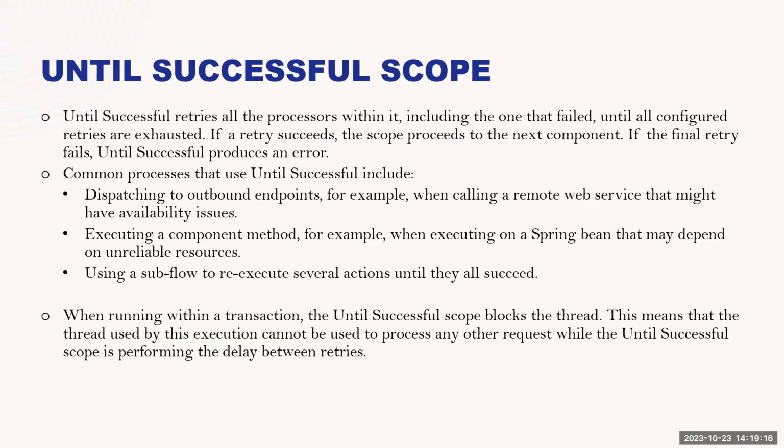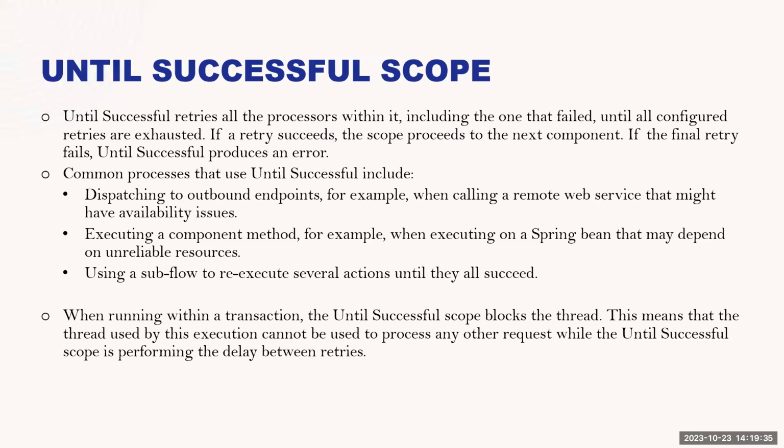Until Successful retries all the processes within it, including the one that failed, until all configured retries are exhausted. If a retry succeeds, the scope proceeds to the next component. If the final retry fails, Until Successful produces an error, right?